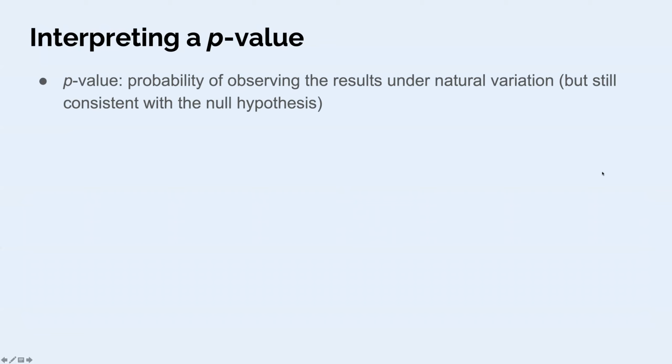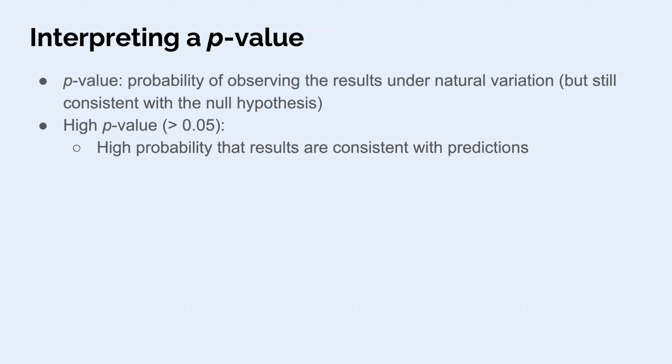So again, the p-value is a probability. When we do the p-value for the chi-square, we're interested to know what are the chances that your predicted ratios basically are correct or could have happened. Are you close enough to your predictions? So a high p-value means that you have a good chance of being close to your predictions. So high probability results are consistent with predictions.